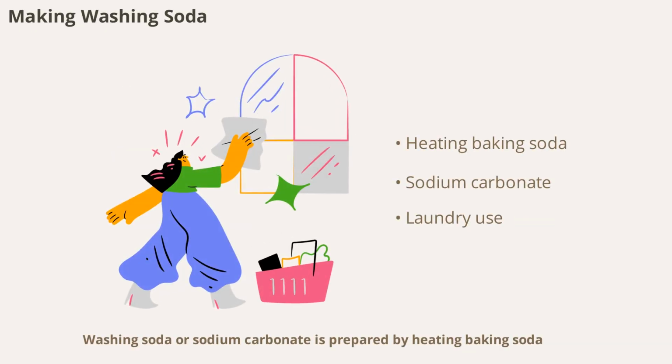Washing soda, or sodium carbonate, is prepared by heating baking soda. When sodium bicarbonate is heated, it decomposes to form sodium carbonate, water, and carbon dioxide. Washing soda is a powerful cleaning agent, often used in laundry detergents and for softening water. Its preparation is a simple yet important chemical process.